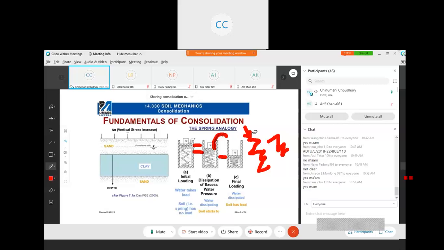Okay, so this is called consolidation, and this is how we analyze consolidation using this spring analogy, spring theory. So you can read this analogy. There are books, in books also it is written, or if you want, I can share some notes. To understand this, you have to read by yourself also.